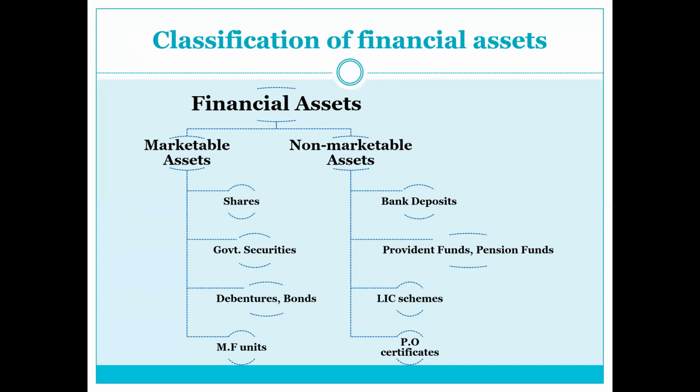Then there are mutual funds, which pool together the funds of different investors and invest in profitable ventures, and they will be giving back an interest at regular intervals to the people who contributed the money. There are non-marketable assets, and under that we have bank deposits, provident funds and pension funds, LIC schemes, post office certificates. So this is with regard to the financial assets, which are the second component of financial system.